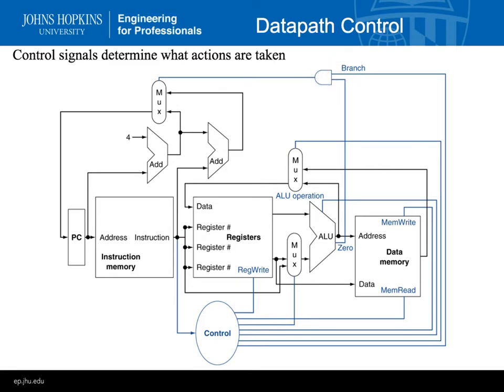So should I take the branch address, or should I just take PC plus 4? These control signals are telling the data path what to do, which data to use. That's the blue, and the black are the actual bits in the instruction. And we're going to go over all this as we go along.